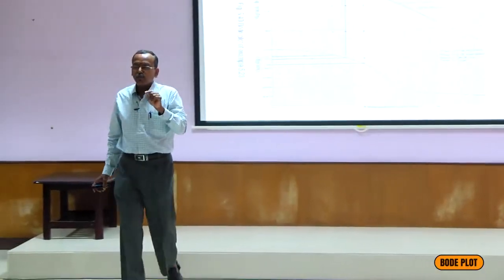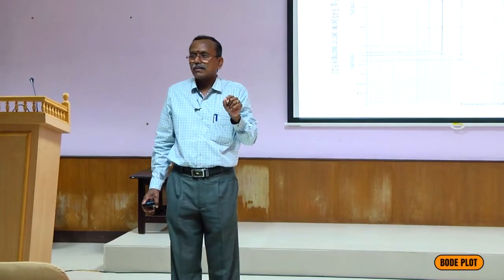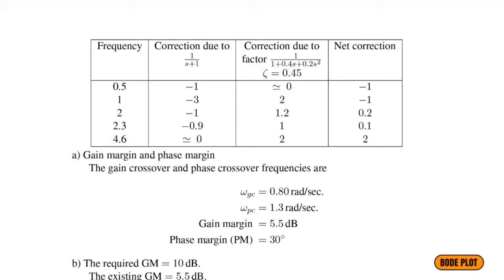Now the second part of the question is find the value of K so that phase margin is 20 degree. This table is based on the formula. For each factor, the error is calculated separately. Next, gain margin, phase margin. What is previous? Gain margin is 5.5. Phase margin is 30. What we have seen in the plot.